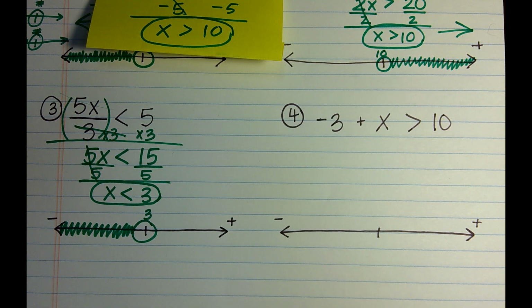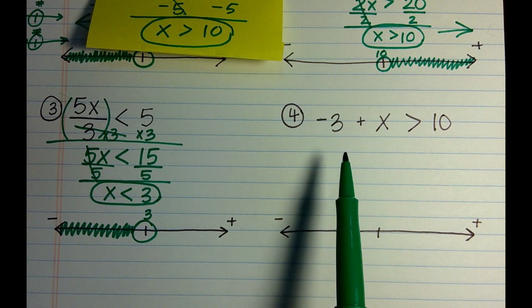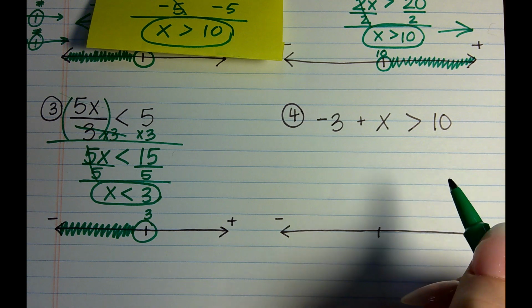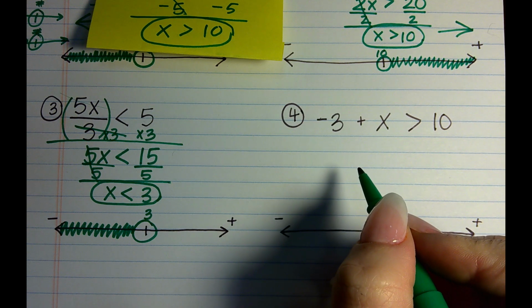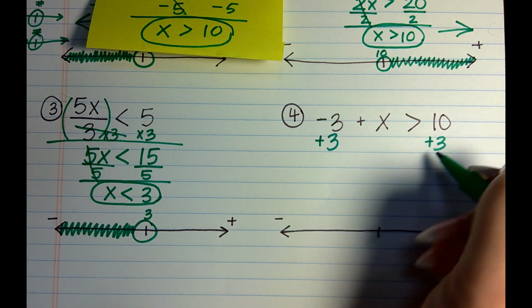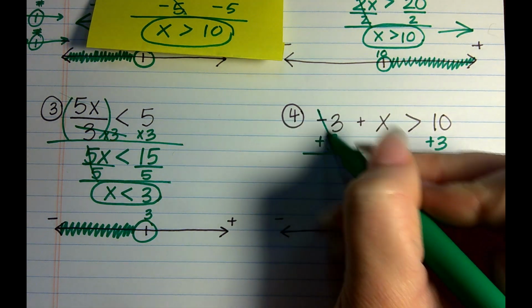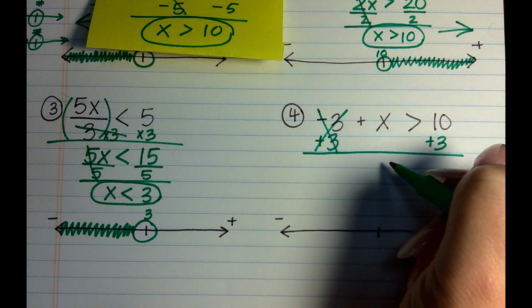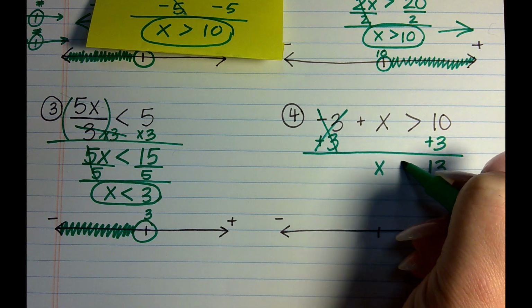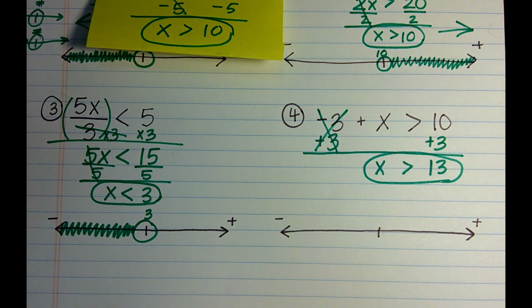Who can guide me through number 4? Anybody else? Rhonda, you want to do it this time? Number 4. Okay. How do we do it? First we're going to add 3 on both sides, and then we're going to cancel the 3's. 10 plus 3 is 13. X is greater than 13. Perfect, and that's our answer.